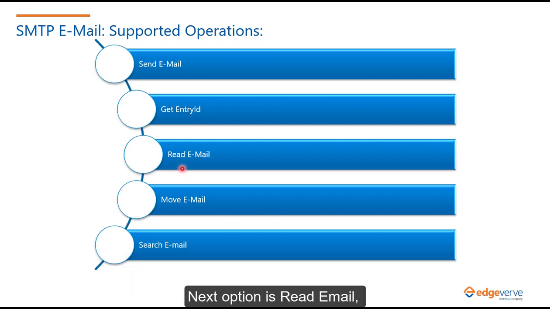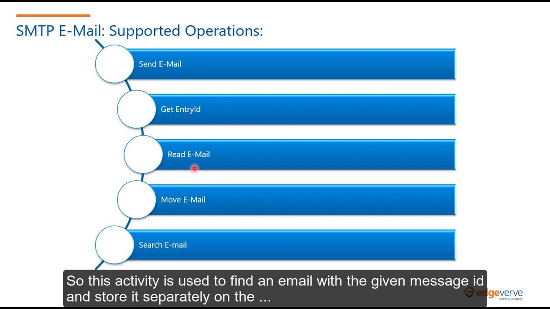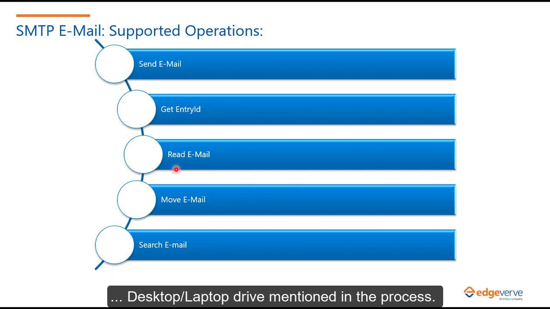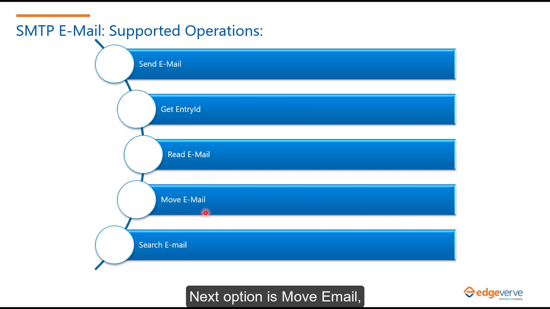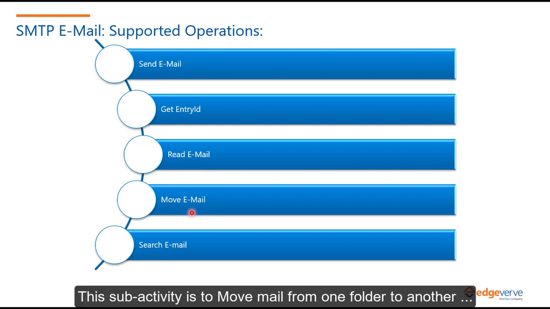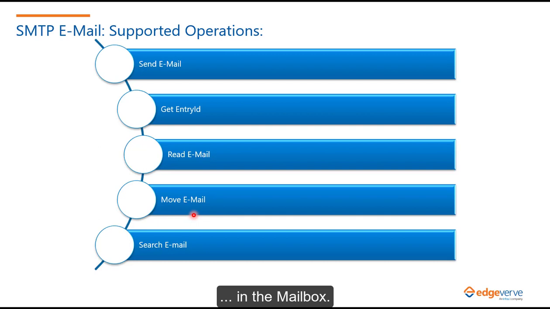Next option is read email. This activity is used to find an email with a given message ID and store it separately on the desktop or laptop drive mentioned in the process. Next option is move email. This sub activity is to move mail from one folder to another in the mailbox.